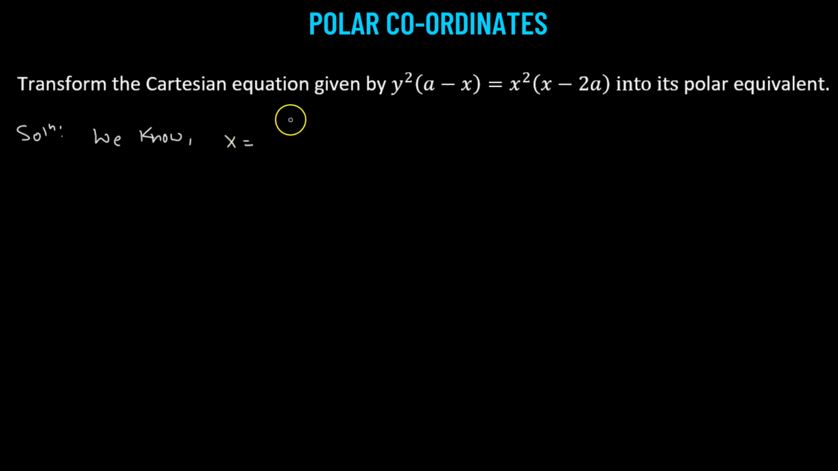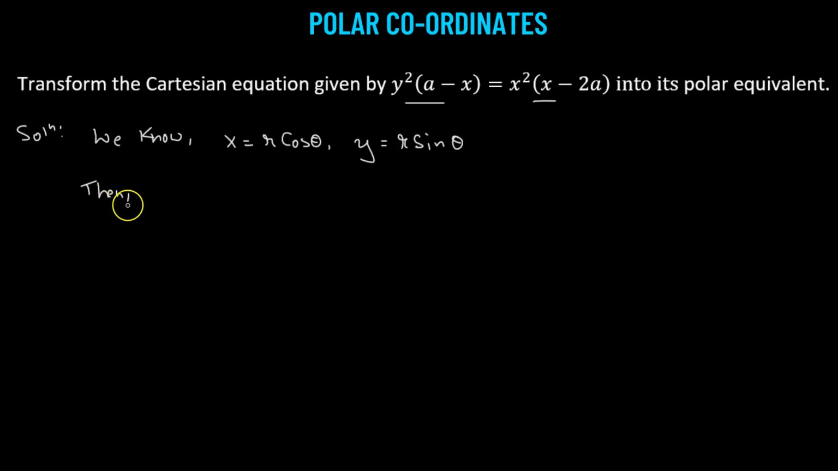We'll start with the fact that whenever we have the Cartesian coordinates x and y, x can be represented in terms of its polar equivalent as r cosine theta, and y is represented by r times sine theta. So we'll use these corresponding x and y values in polar form and replace them into our given equation.